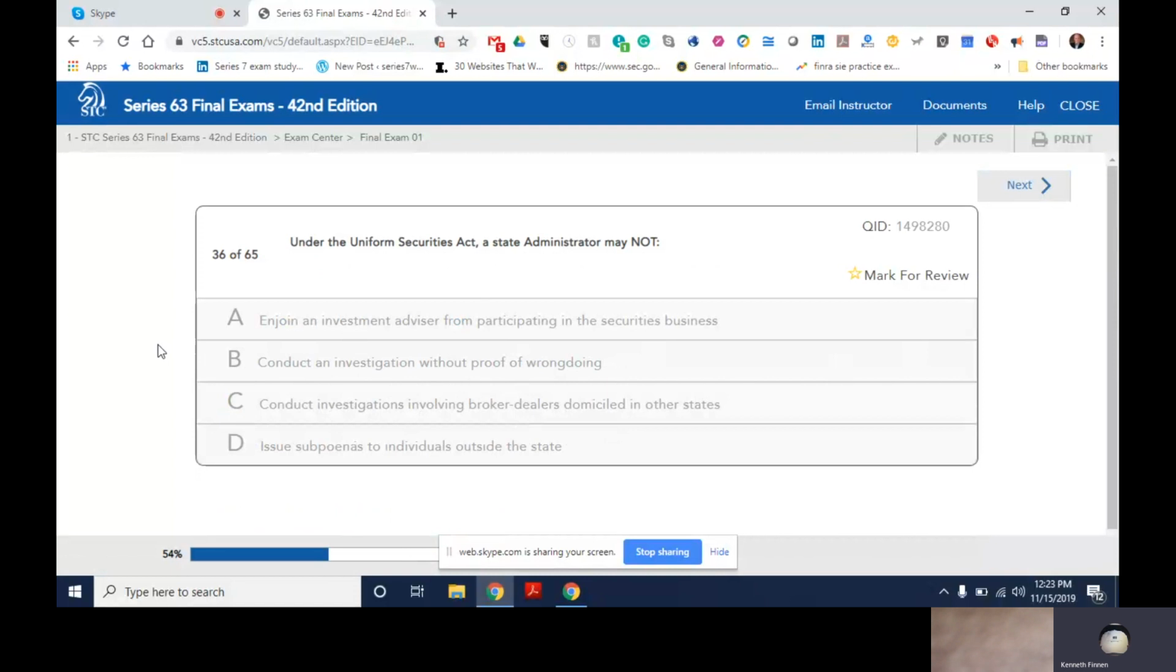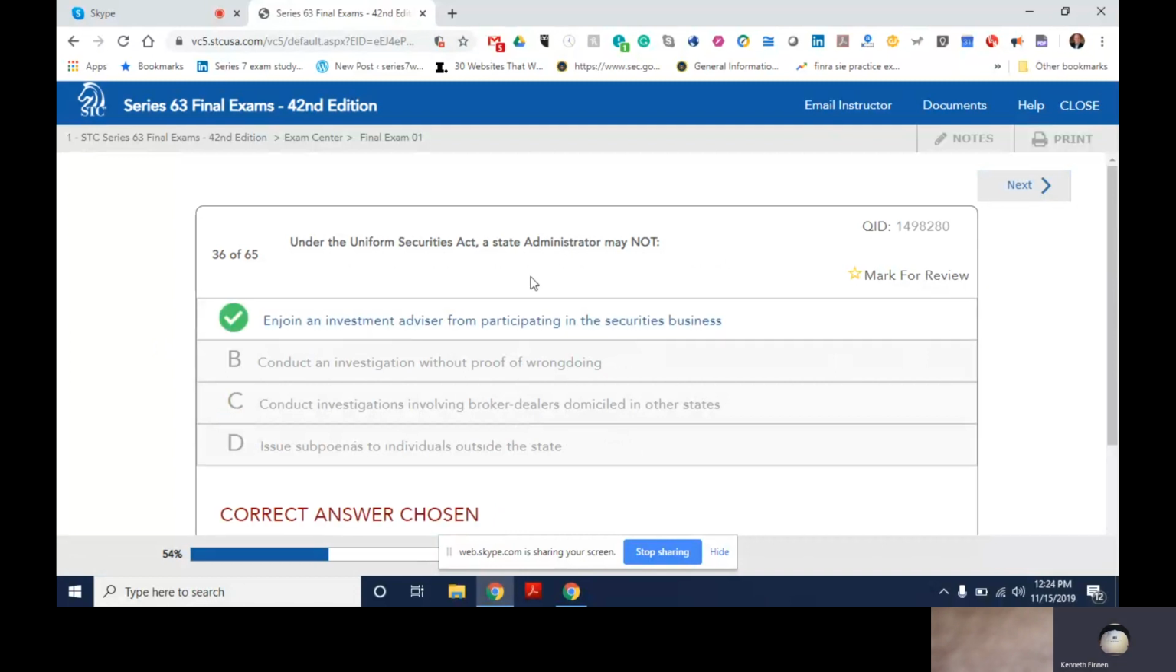Under the USA Act, a state admin may not enjoin. He cannot do injunctions. So A is probably the answer. Conduct an investigation. They can always investigate. And issue a subpoena. That's a request for records. They can always do that. Enjoin, no injunctions.